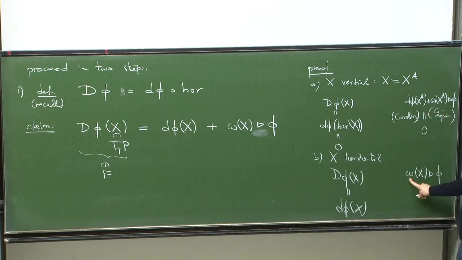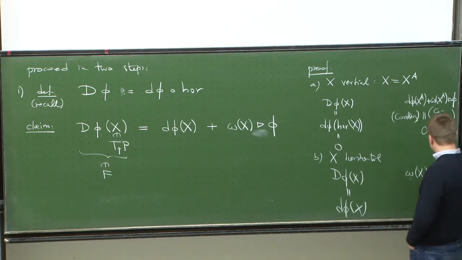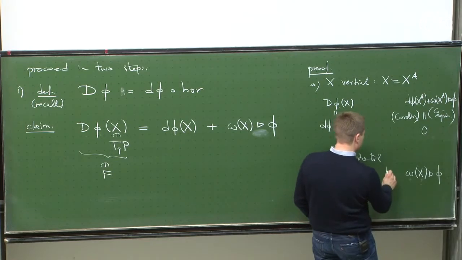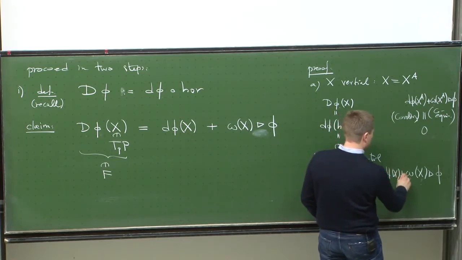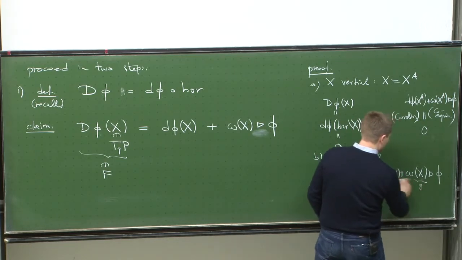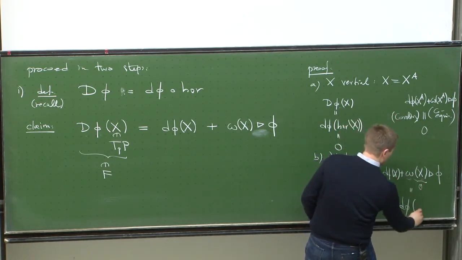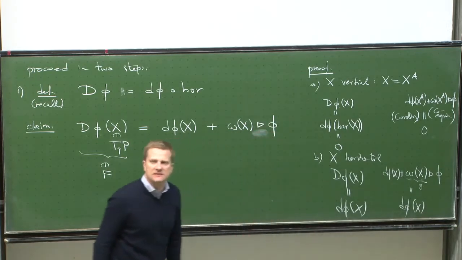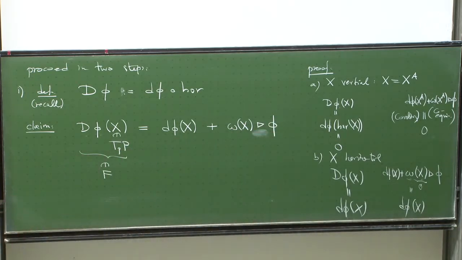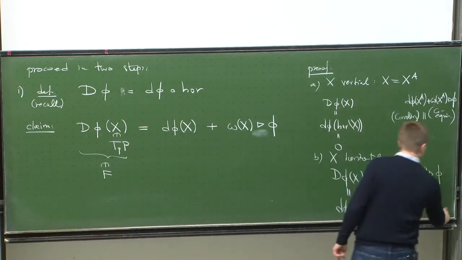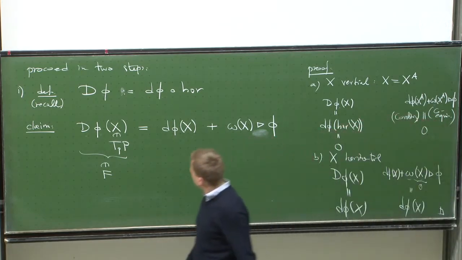But omega is the connection one form. It's defined to annihilate every horizontal vector. I'm sorry, I forgot. So of course, the entire right-hand side is d phi of x plus this, which is 0, and the d phi of x survives, and then the two sides are the same. Okay, left-hand side, right-hand side. Fine. This is proven.